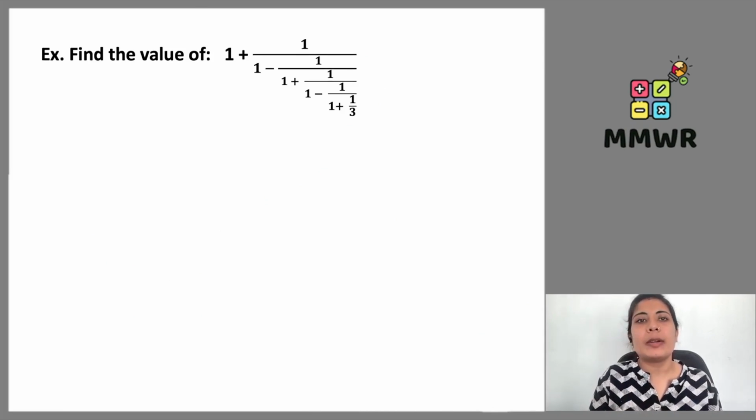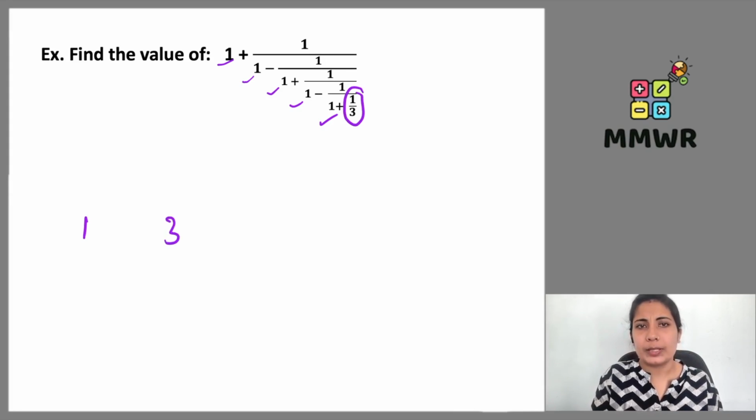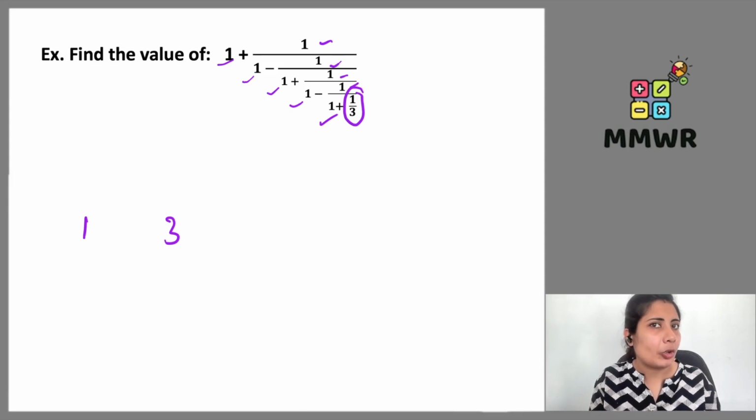1 plus 1 upon 1 minus 1 upon 1 plus 1 upon 1 minus 1 upon 1 plus 1 upon 3. So here we have plus, plus combination. One step giving us plus sign, then minus, then plus, then minus. Here we have 1 upon 3. So this is so easy. 1 upon 3. Everywhere we have 1, 1, 1. So we don't have to write anything into the denominator.